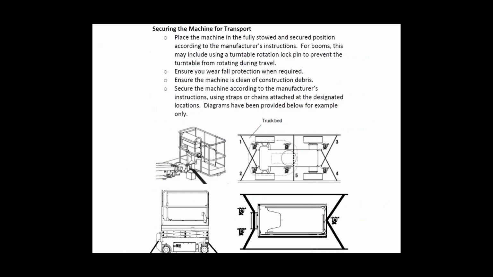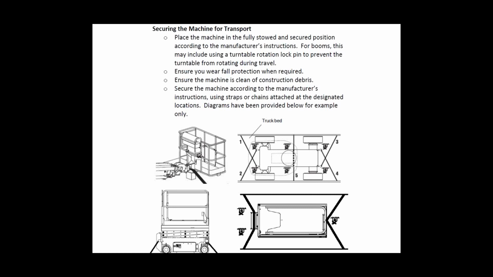Here we have at the bottom of the page some nomenclature for proper load securement. Again, place the machine in a fully stowed position, per the manufacturer's instructions. Some boomlifts have transport pins that keep the machine from inadvertently swinging while in transport. If they have the pin, we want to put that in place to prevent turntable rotation during travel. Some machines require fall protection. We want to make sure that we have that on when we're loading and unloading, as there are additional hazards in the loading and unloading process that drivers incur.